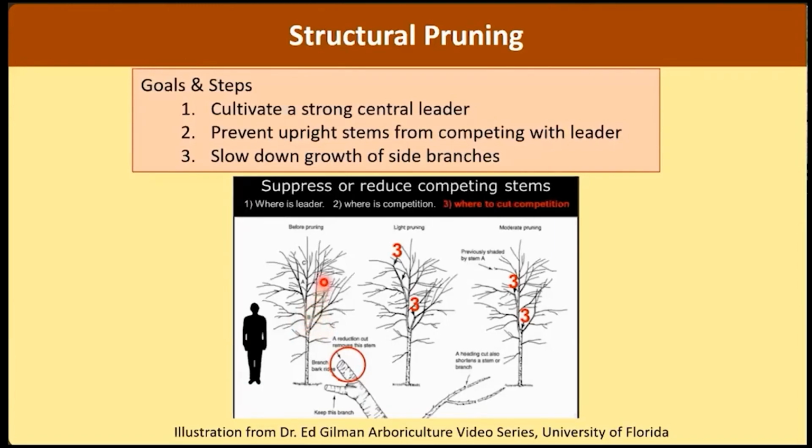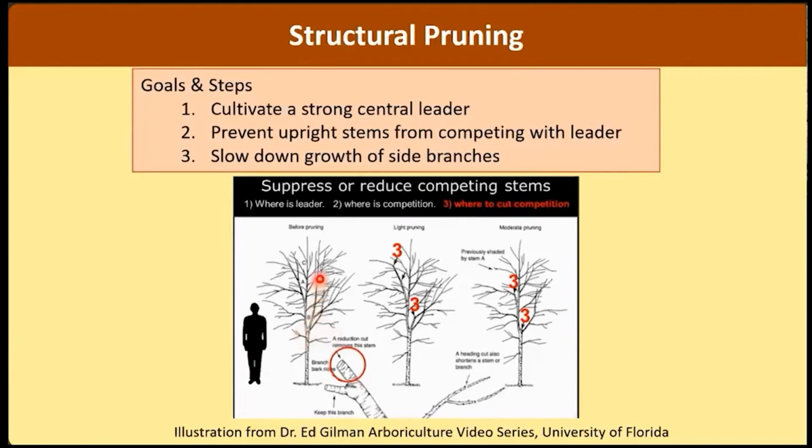And in addition, that competition will grow very vigorously and potentially compete and suppress the growth of the central leader. So that keeps the central trunk from gaining in size, and the side shoot will, in comparison, grow much faster, and that's going to contribute to poor aspect ratio and branch angle. So where will we cut? Let's look at B first.